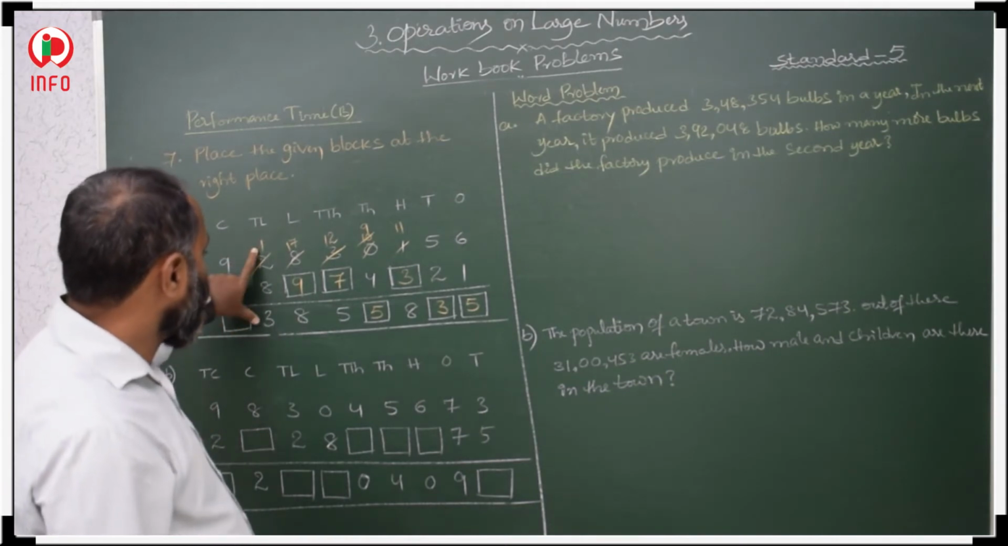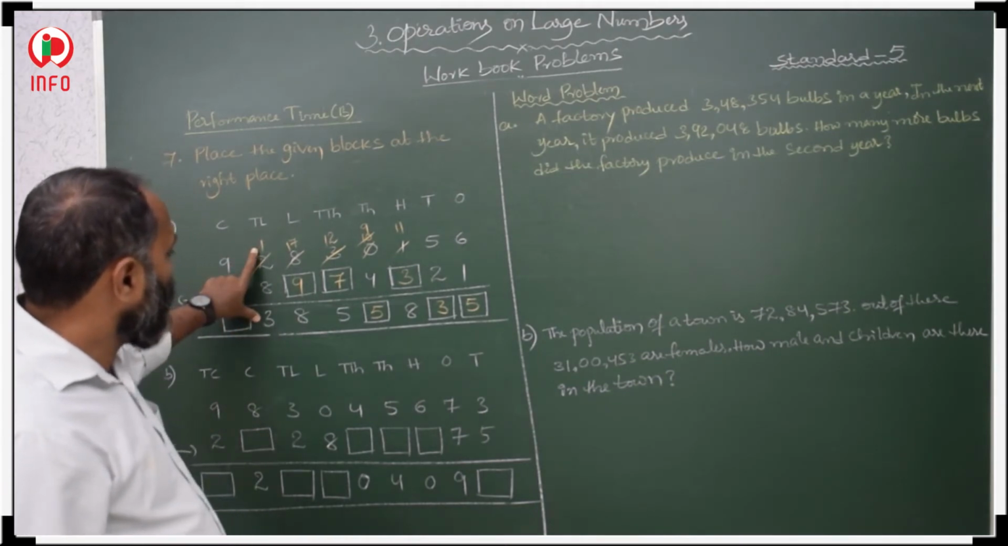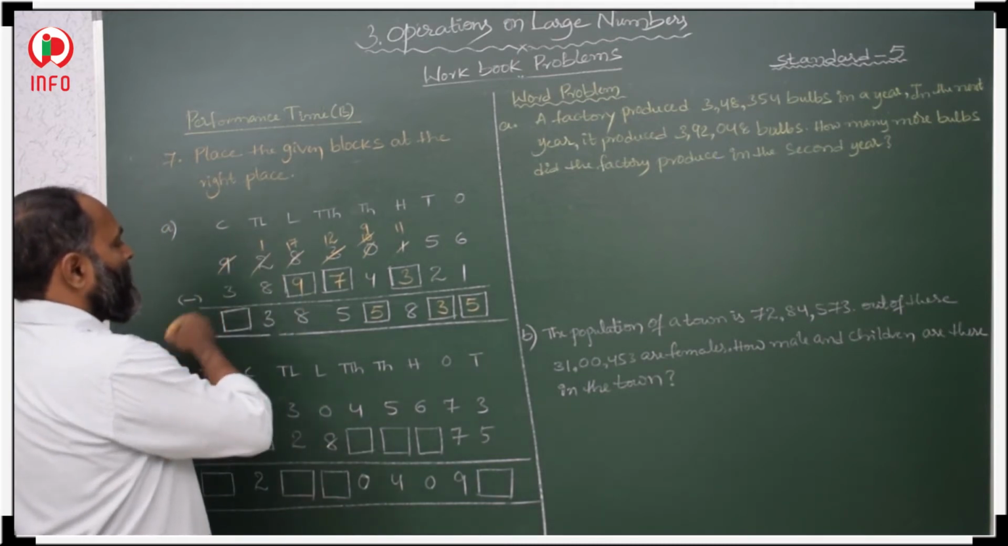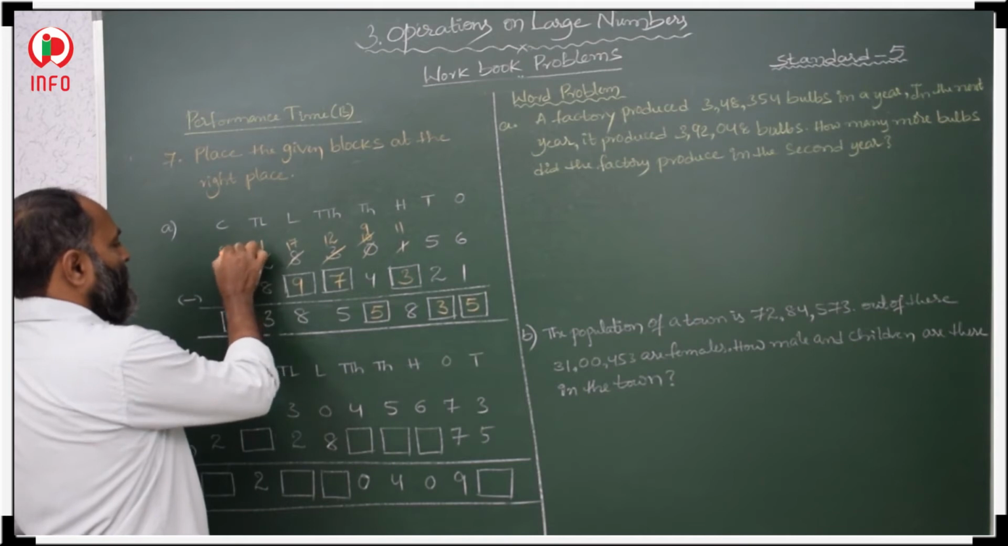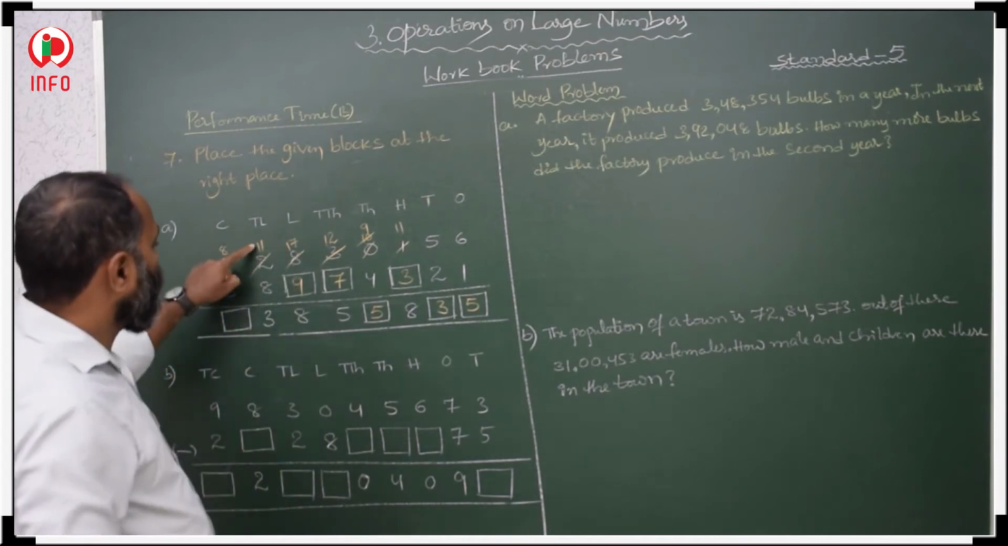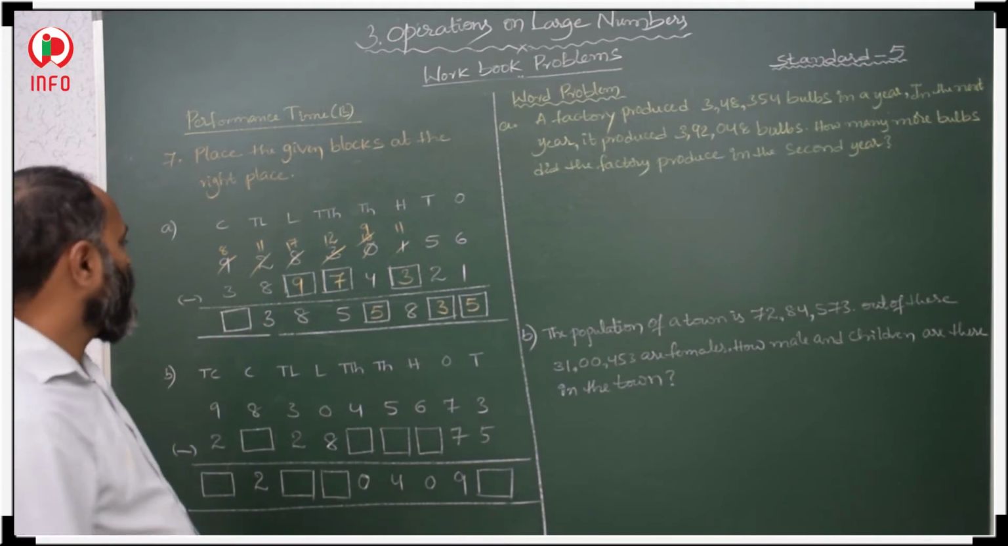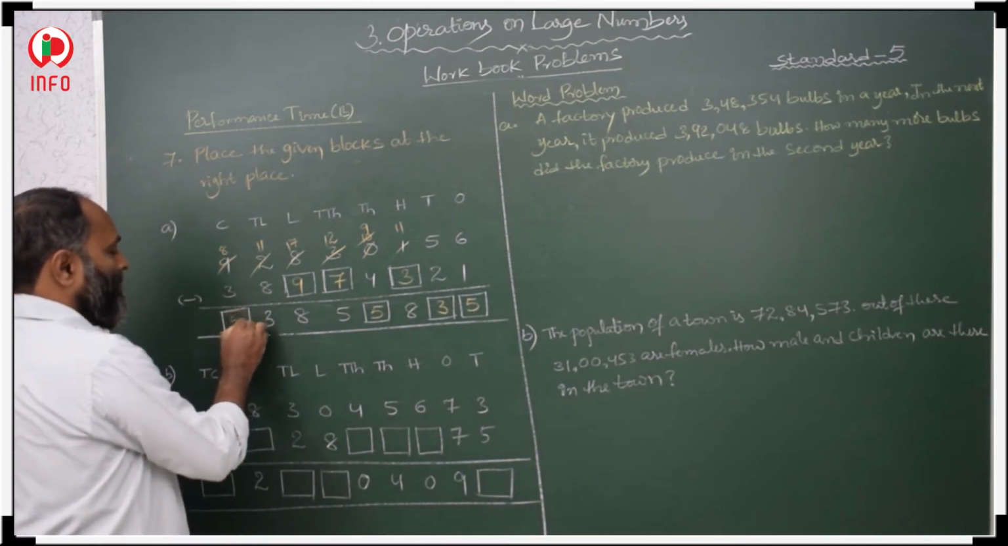Then 1 and 3, so it's not possible. Then you take a borrow from here. So from here it will get 8. Here 11. 11 minus 8 is 3. It's correct. Now 8 minus 3 is 5.